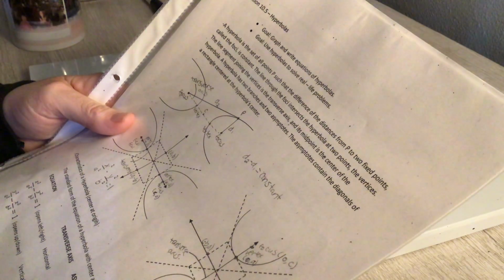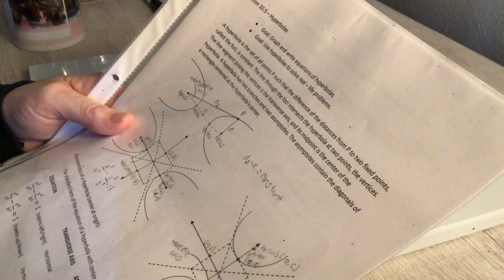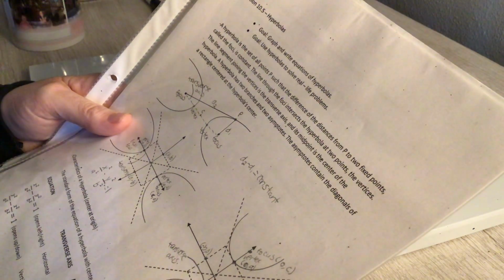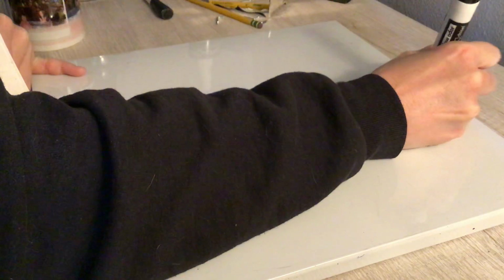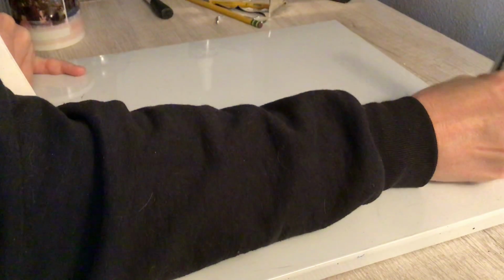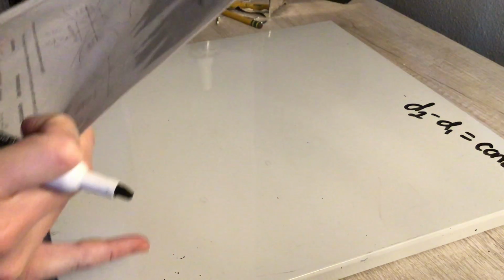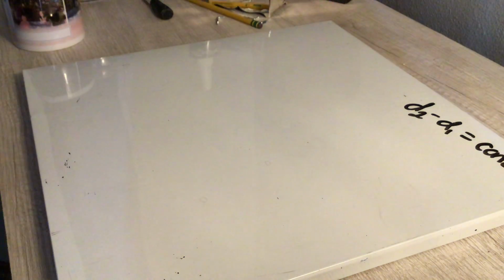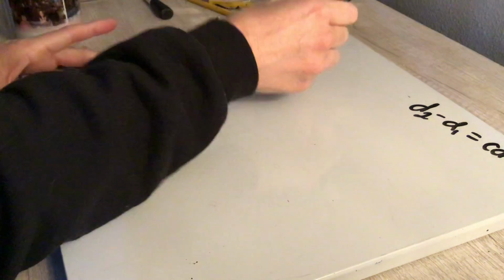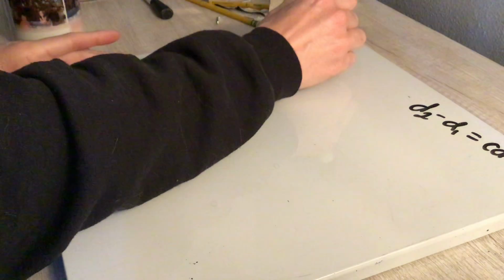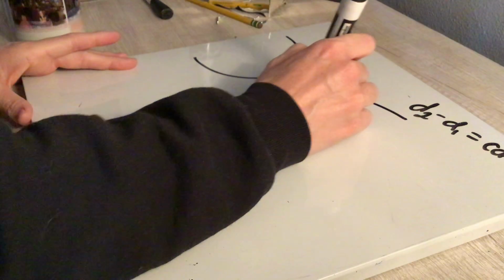By definition, it's the set of all points such that the difference in the distance from the point to two fixed points called foci is constant. So the difference is constant instead of the sum being constant like an ellipse. With a hyperbola, you have two branches. They can open left and right, or they can open up and down.